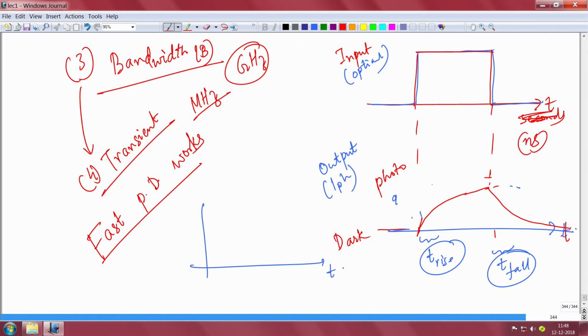But again, it depends on the time scale. Are you talking about millisecond? Are you talking about nanosecond? Whatever, that depends. If it is working like this in nanosecond, maybe in millisecond it will be fast. So it depends on that, okay.